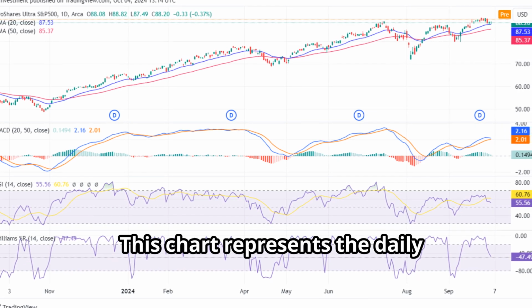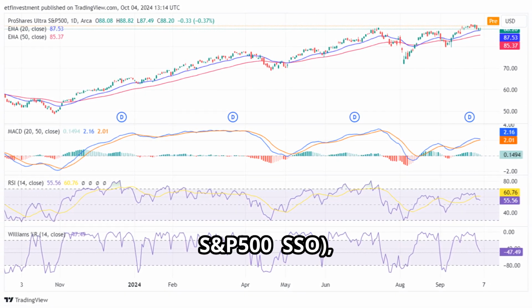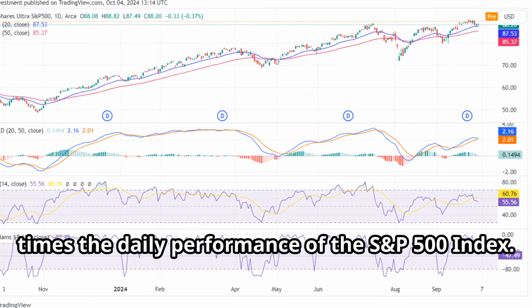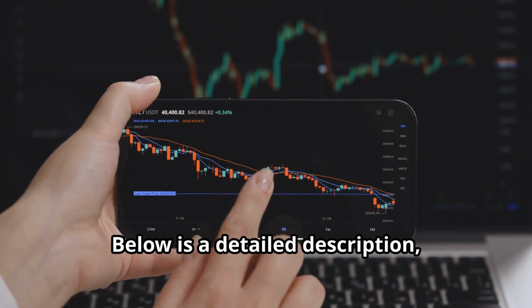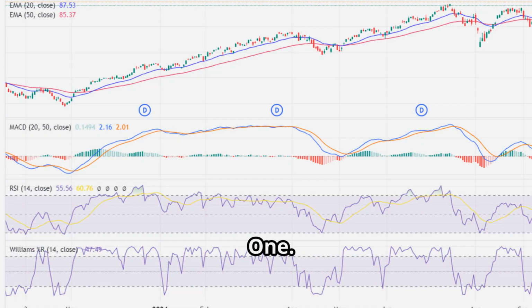This chart represents the daily technical analysis of ProShares Ultra S&P 500, SSO, a leveraged ETF designed to provide 2 times the daily performance of the S&P 500 index. Below is a detailed description, summary, and analysis of the trend using key technical indicators.